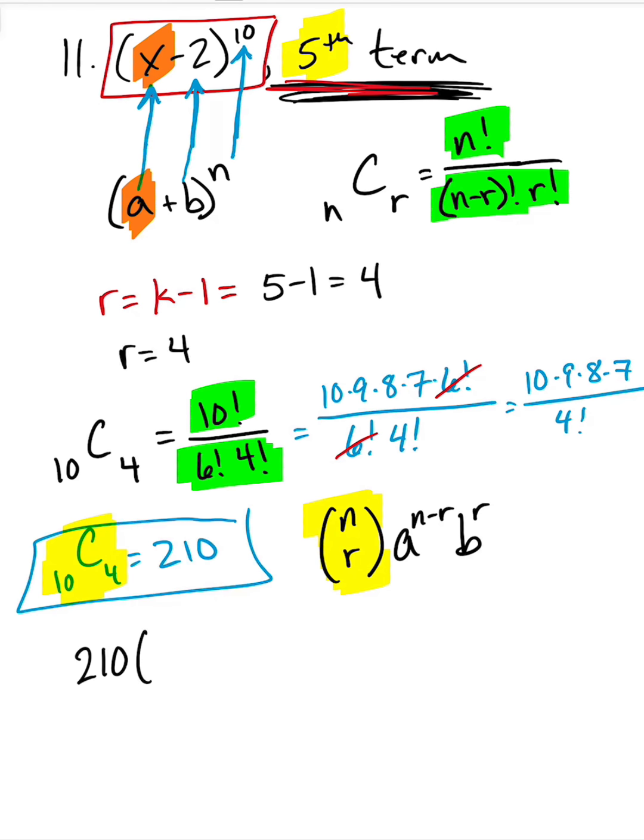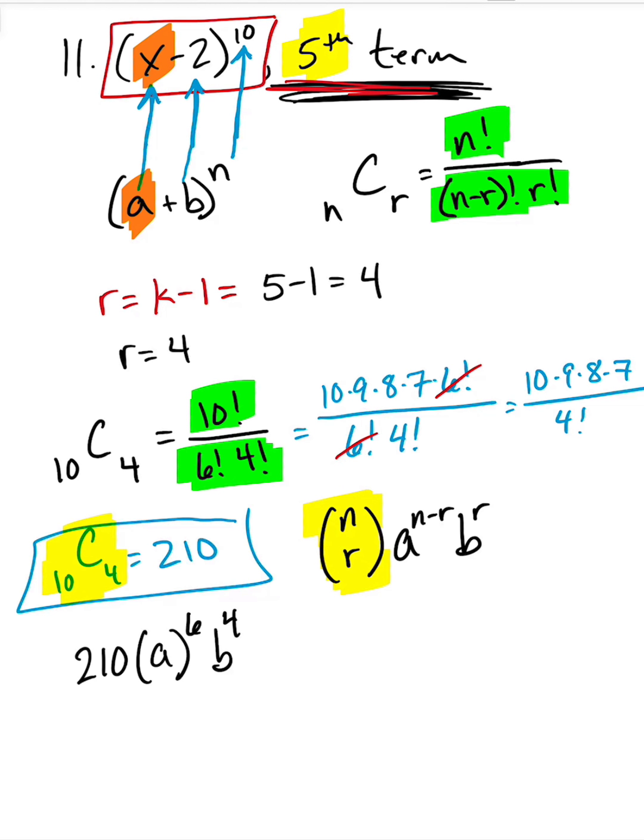So I have times a, and then n minus r is 6, raised to the 6th power, times b to the 4th power, because that's what my r is, right? Hopefully that sounds familiar. Just to reference previous work we've done, remember these exponents need to sum. The sum needs to be equal to whatever my nth term is, which is 10. So this works out for us.